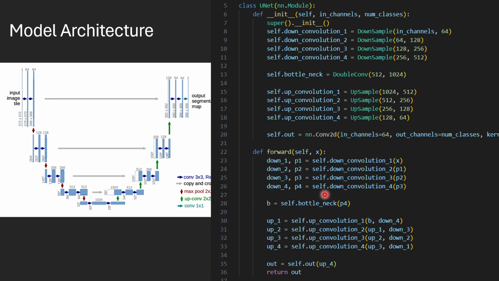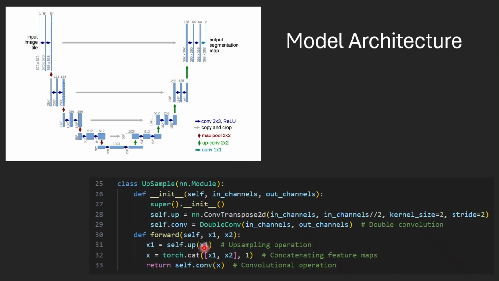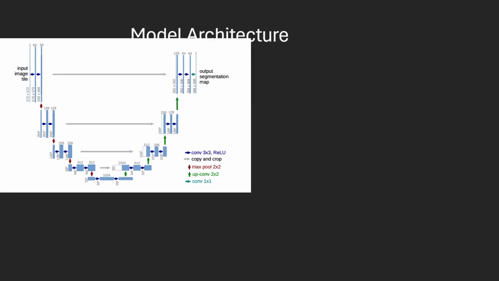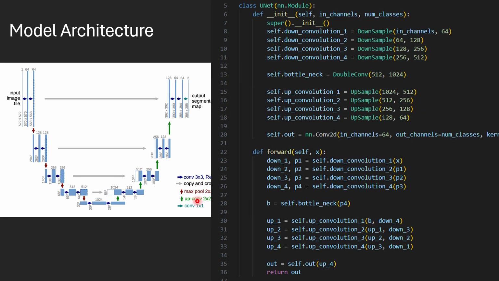I'll take B here, and whatever I had in my previous layers' convolution output, I'll pass it as x2. If you remember, what is x2's purpose? x2 will be concatenated. After doing the upsampling, I'll concatenate it with x2 and then pass it through double conv. So I'll take B, the bottleneck output, upsample it, concatenate it with down 4, and pass it through a double conv. Whatever output I get there will be up1, and I'll repeat the exact same process for the whole up convolution.